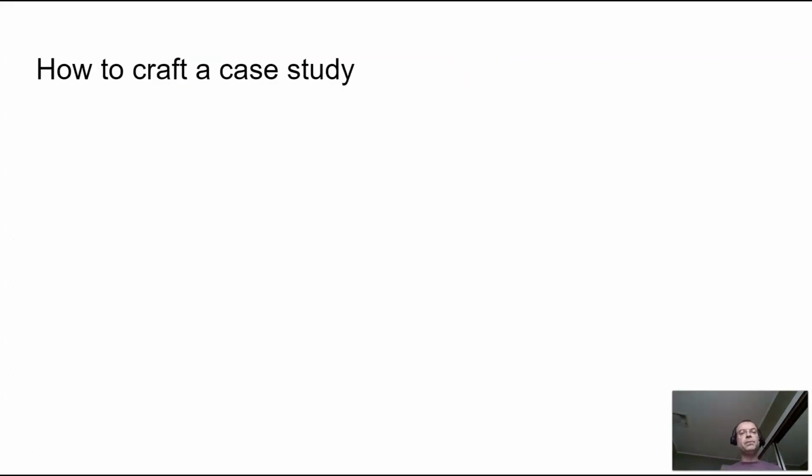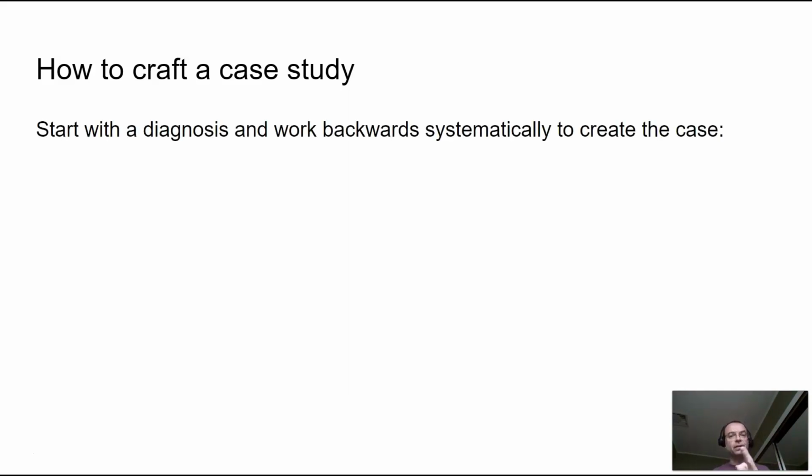So, how do we craft a case study from scratch? We might have some clinical impressions or diagnoses that we want our students to learn about, like heart attack, appendicitis, acute asthma, something along those lines. But how do we do it? Well, I found that if we start with a diagnosis and work backwards, we can create the case systematically. So if we look at our history and physical exam, we need to connect the dots between a bunch of those different parameters to really build a solid case.